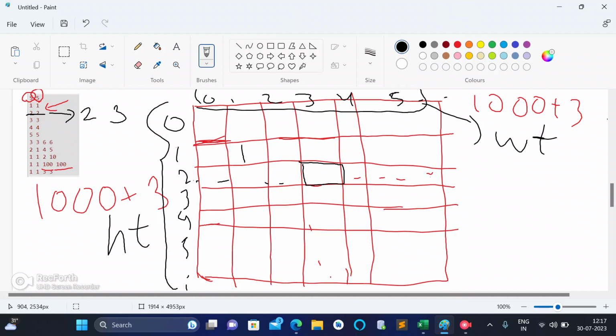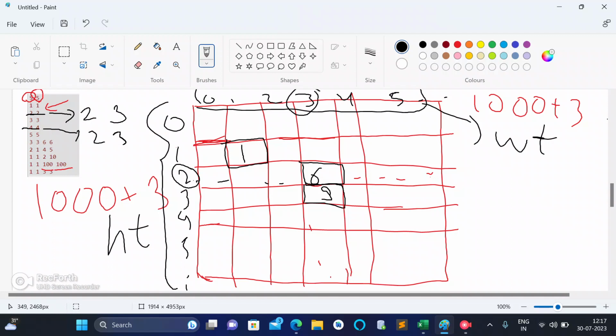What value will I put here? In this block I am putting the area. If height is 1 and width is 1, area is 1. If height is 2 and width is 3, then the area would be 6. Suppose now it is given 3 cross 3. For 3 cross 3 I will put 9 here.